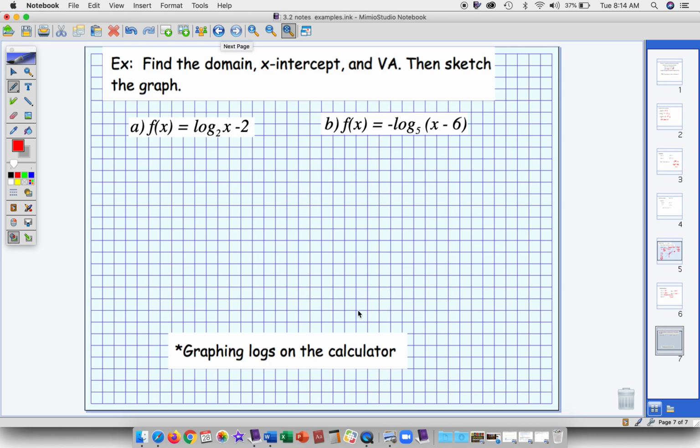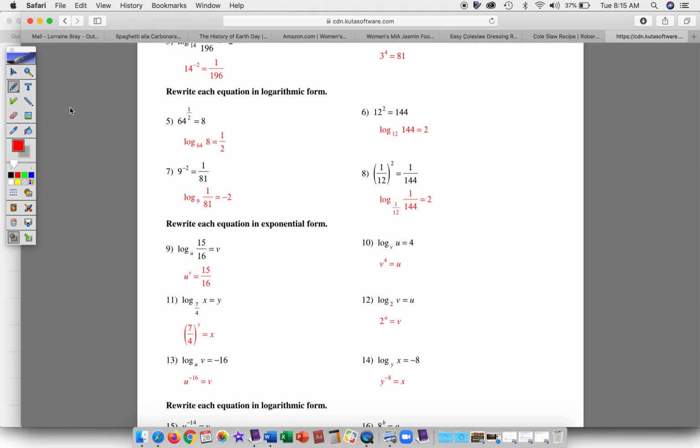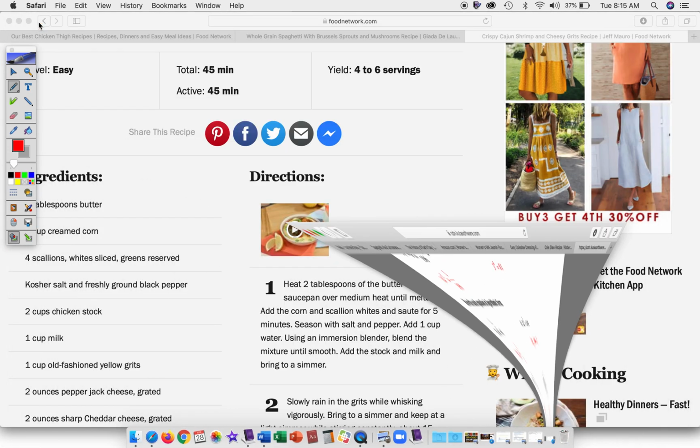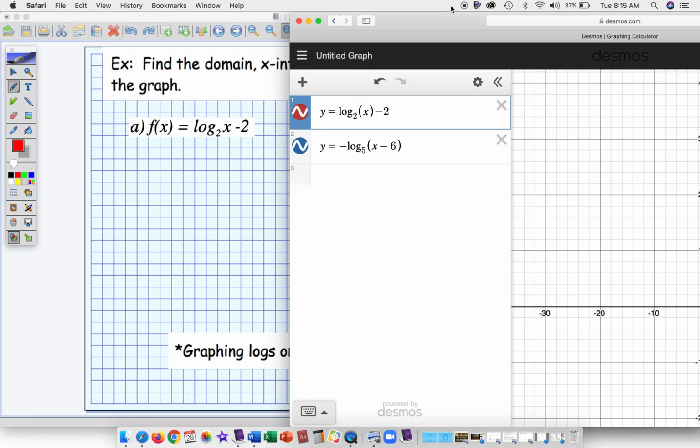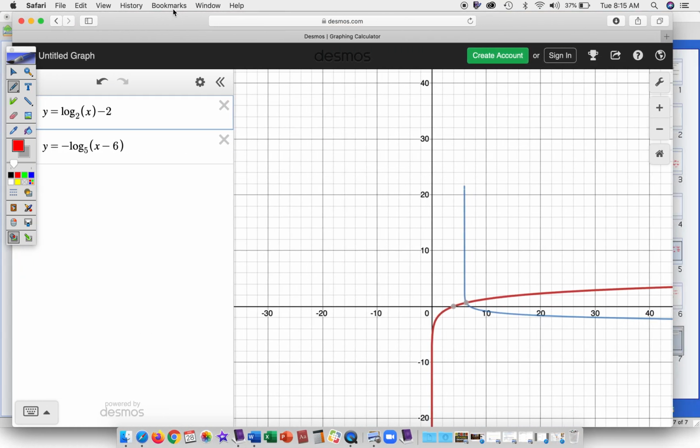So actually I cheated and did these on Desmos already. There we go. There's the right graph.